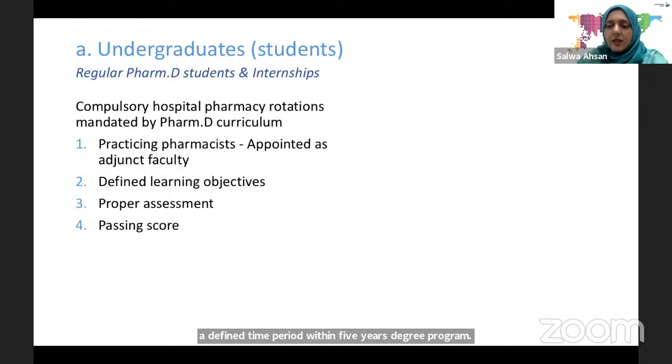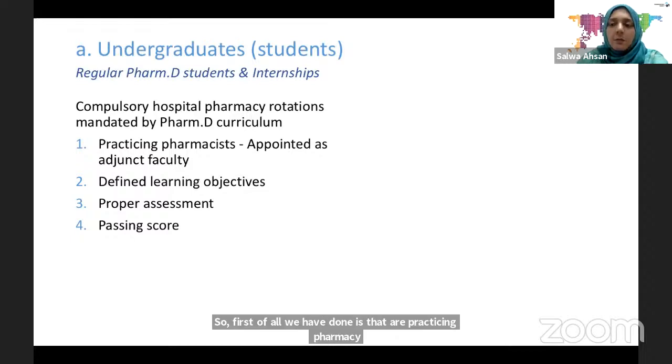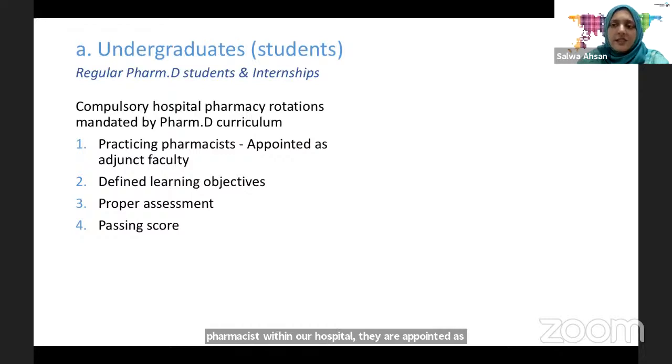So what we have done in order to enhance that exposure, because just like Dr. Dan alluded to the fact that more emphasis has to be placed on the practice side, not just on the theory. First of all, our practicing pharmacists within our hospital are appointed as adjunct faculty. So when they are teaching, mentoring and precepting these students, obviously they are giving more insight into the practice side of it. Secondly, the defined learning objectives are there, the proper assessments are done, and obviously the passing scores are there, so that minimum learning objectives are met before they move on to the next entry into the syllabus.